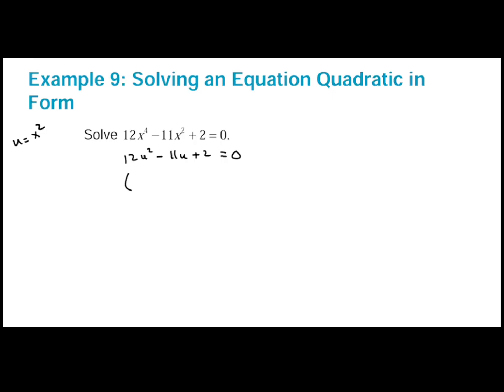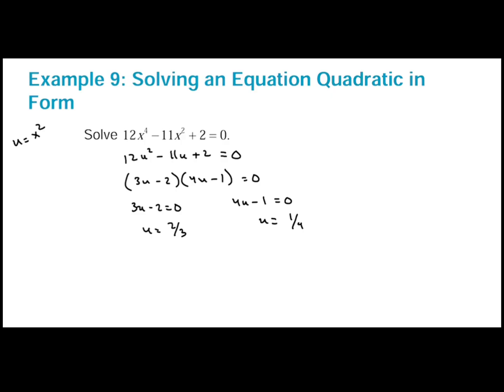So let's look at this. We're going to have 3u minus 2 times 4u minus 1, right? Because both of them have to be negative if it's going to get the positive, because we have a negative inside, and it's equal to 0. So we get 3u minus 2 is equal to 0, and we get 4u minus 1 is equal to 0. So here u is equal to 2 over 3, and here u is equal to 1 over 4.